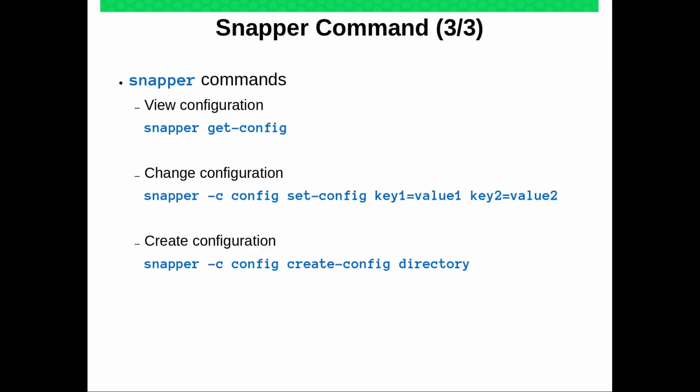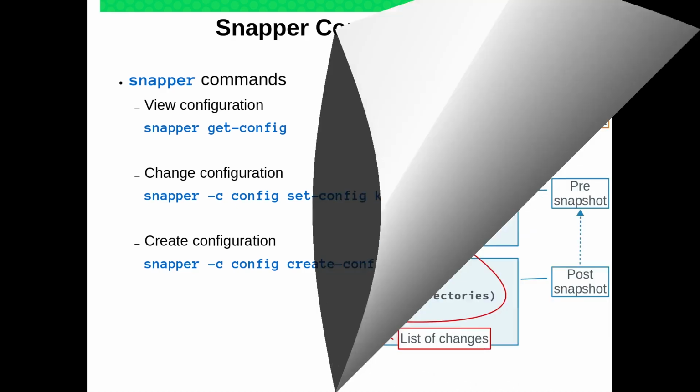Now, snapper commands that we might work with also include things like snapper get-config to tell you how a particular volume or subset of volumes is being snapshotted. We can change the configuration from one value to another with snapper -c config set-config value, or we can use create-config as well.